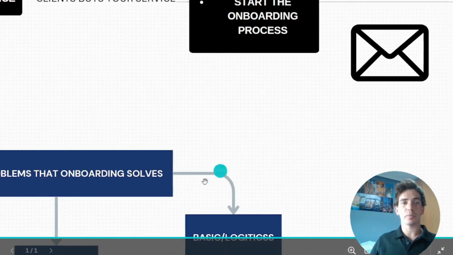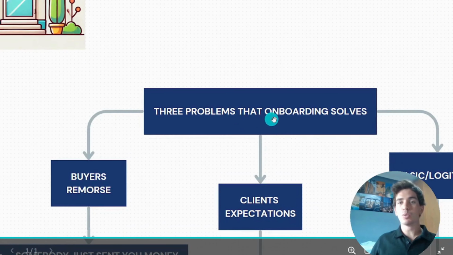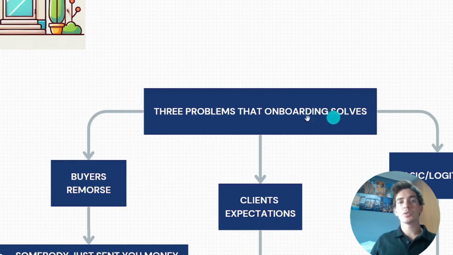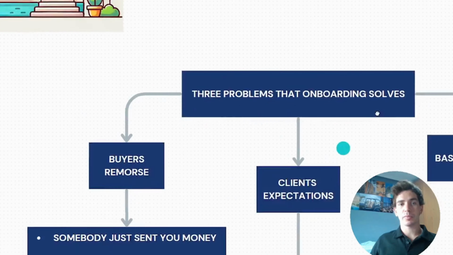Why is this important? Because a good onboarding solves three main problems. The buyer's remorse: when somebody sends you money, no matter how good your sales process is, this is going to create a buyer's remorse. And your goal is to minimize buyer's remorse as soon as possible. A good onboarding is going to help you solve this problem.